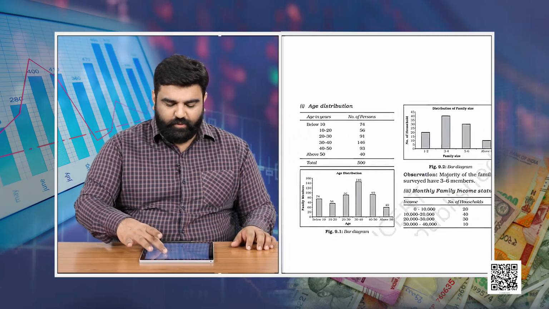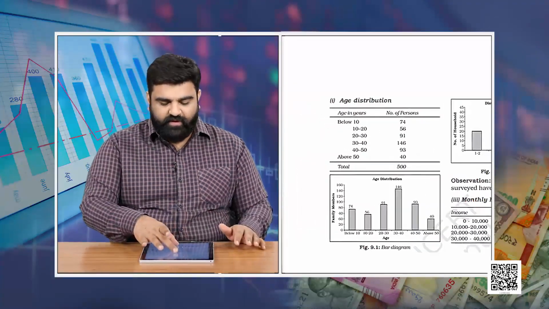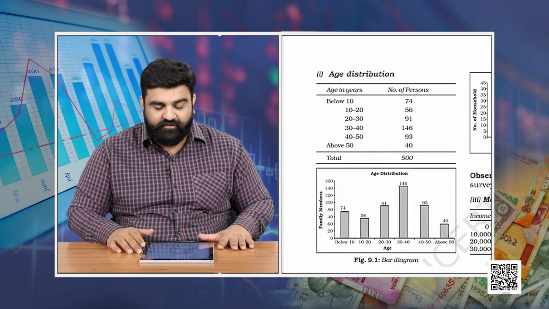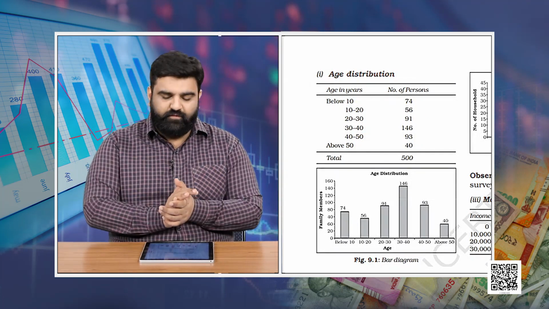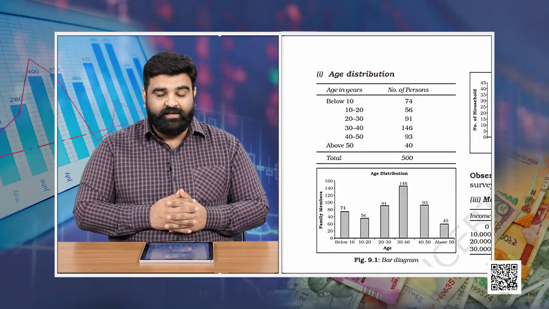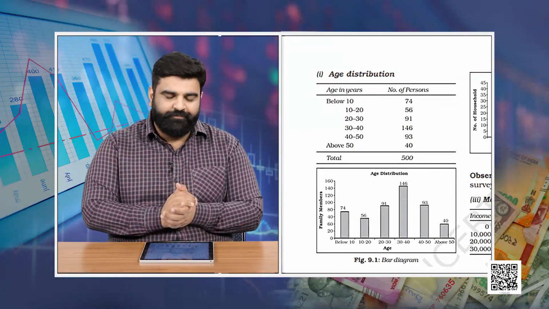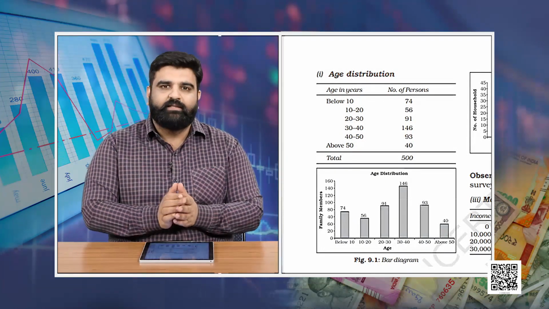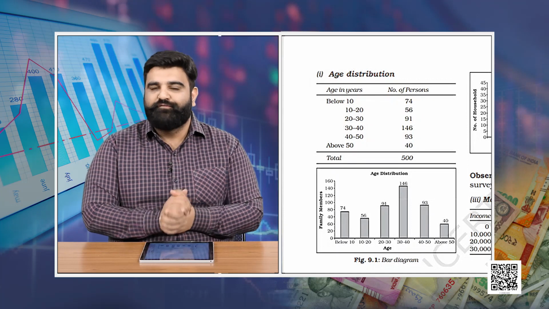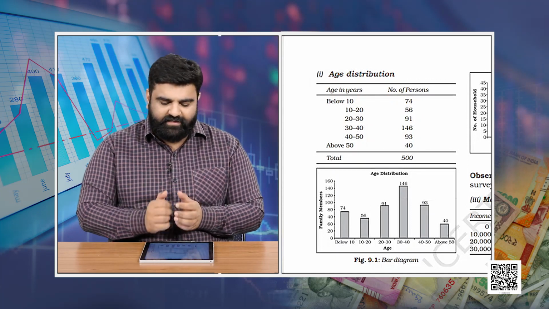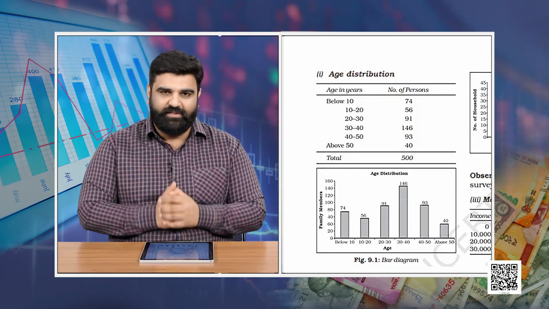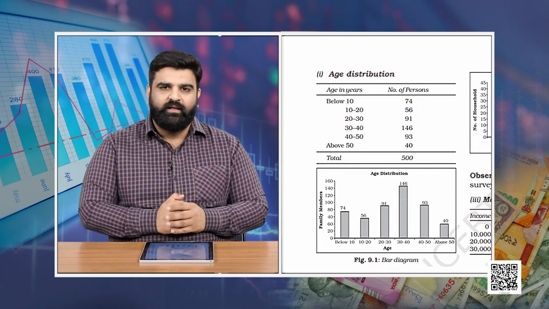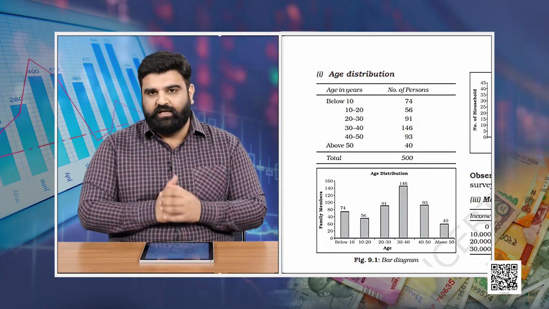Now, let us conclude the data which has been obtained. So, we have the data on the age distribution of the people. We have 74 people below 10 years of age, then between 10 to 20 there are around 56 people, between the age group 20 to 30 there are 91 people, between the age group 30 to 40 there are 146 people, between 40 to 50 we have 93 people, and above 50 there are 40 people.